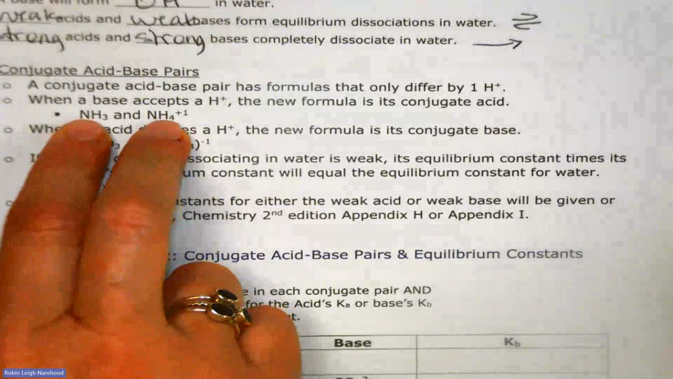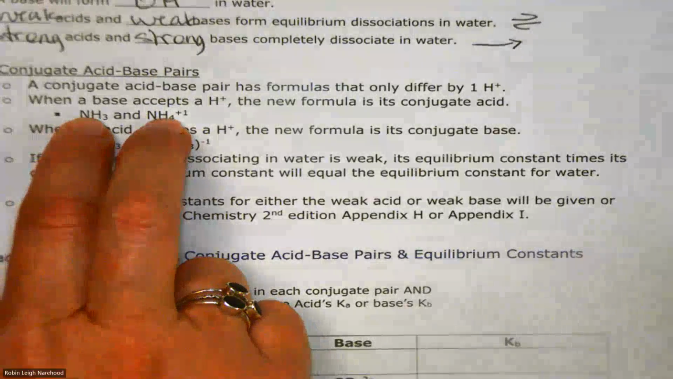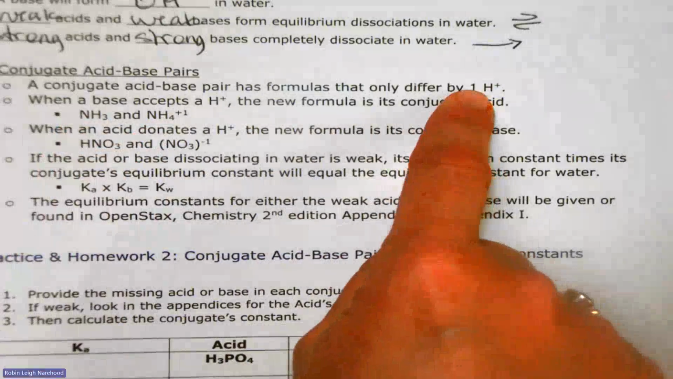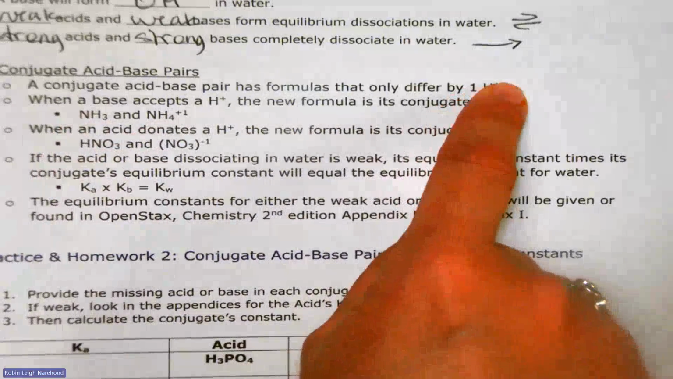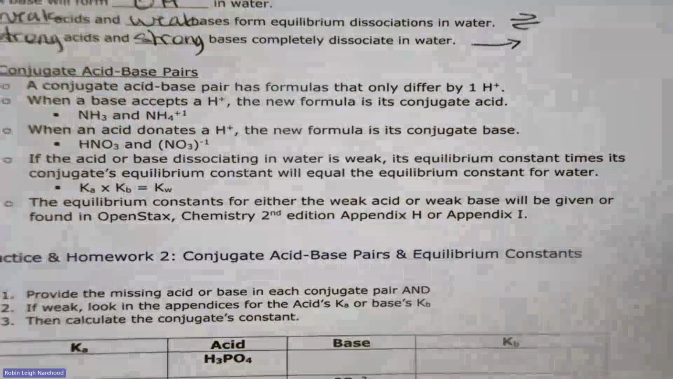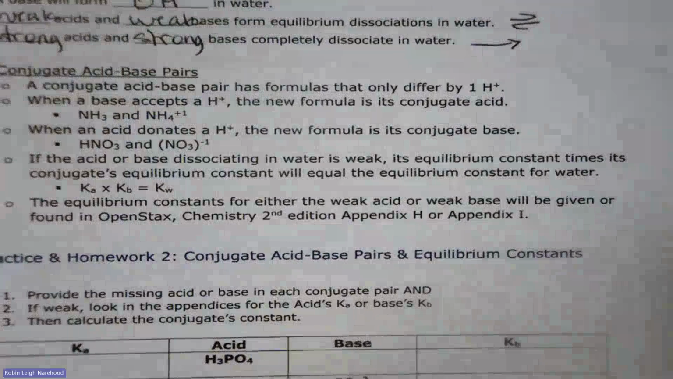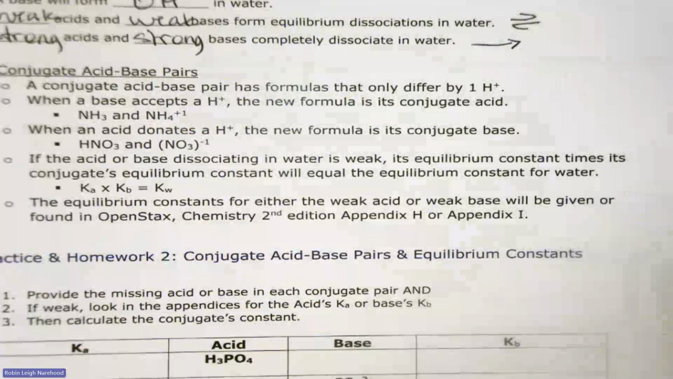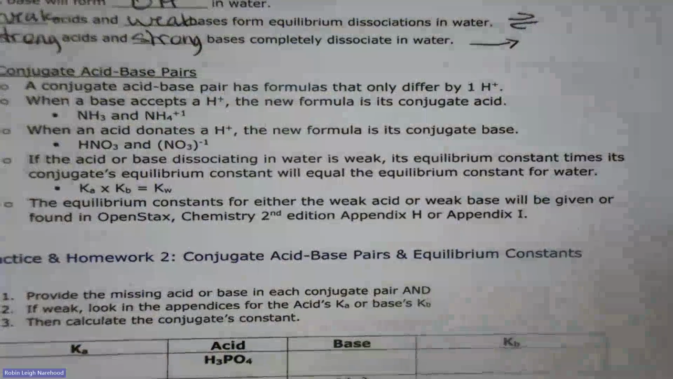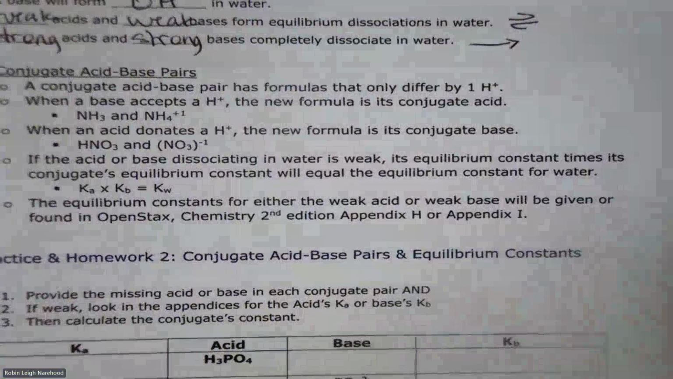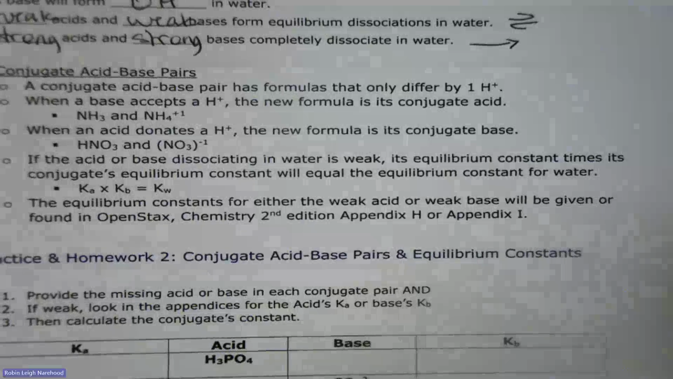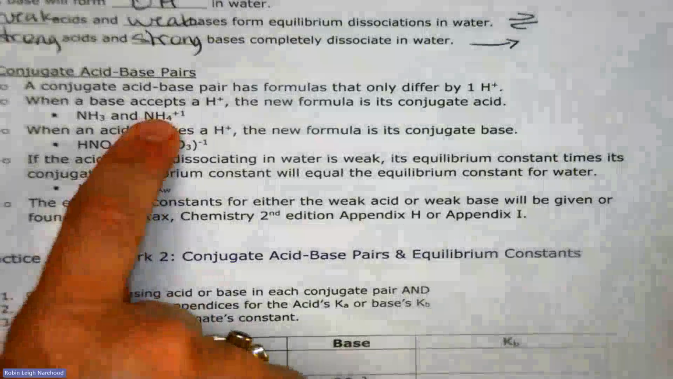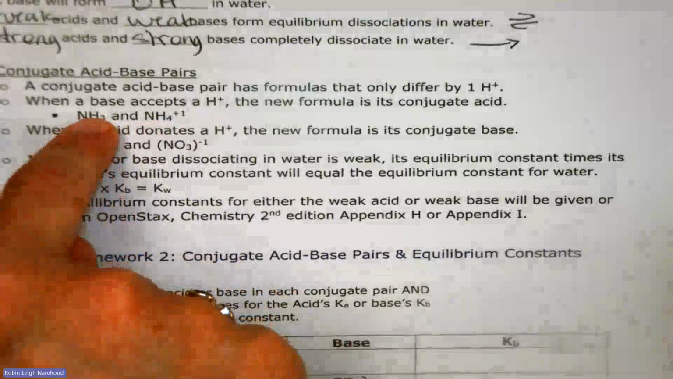What is the only difference in the formulas? One H positive. They both have NH3. One of them has one extra H. The one that has an extra H positive is the acid of the pair. The acid will always have one extra hydrogen. Just by definition, an acid has a hydrogen that it would lose. So if this lost a hydrogen, it would form ammonia.